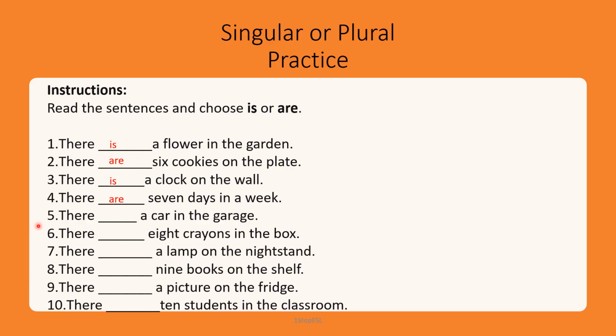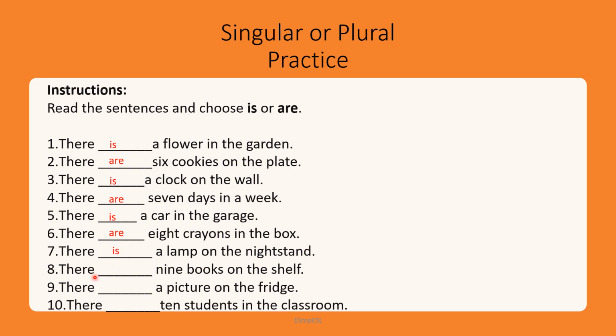Number 5, there a car in the garage. Yes, there is a car in the garage. Number 6, there 8 crayons in the box. There are 8 crayons in the box. Good job. Number 7, there a lamp on the nightstand. There is.